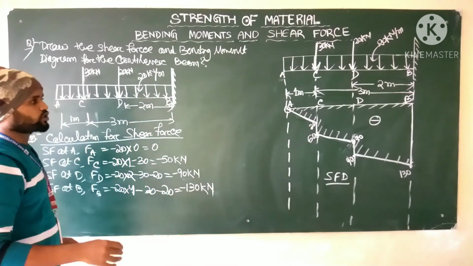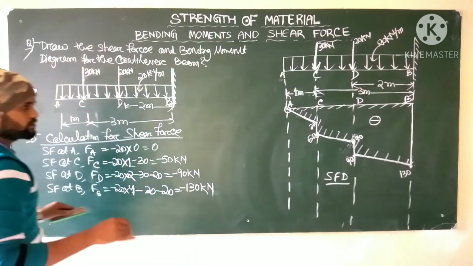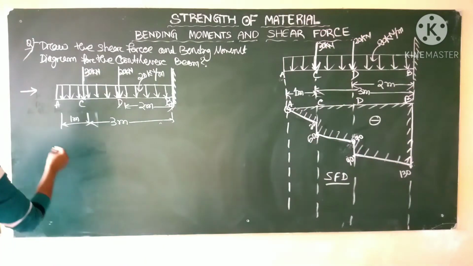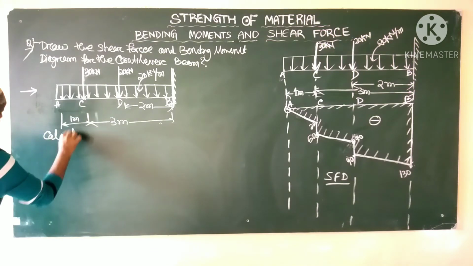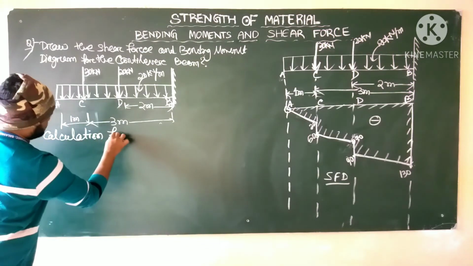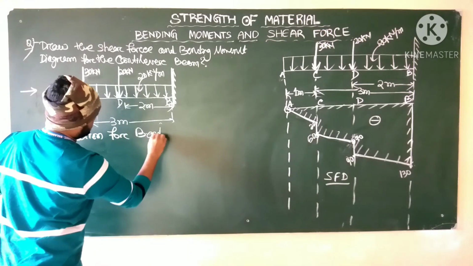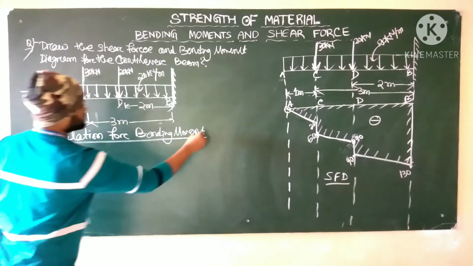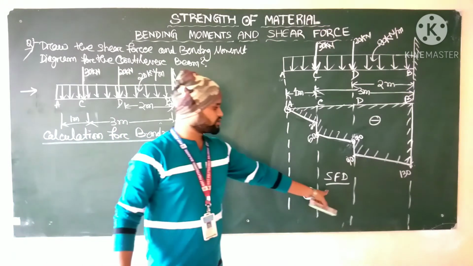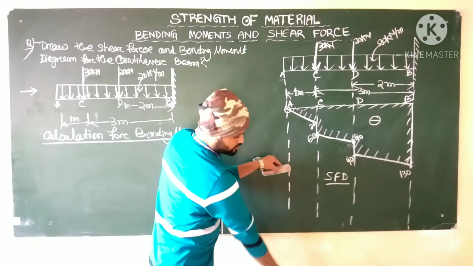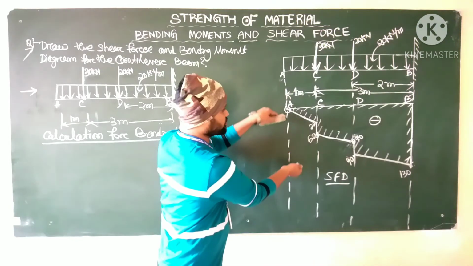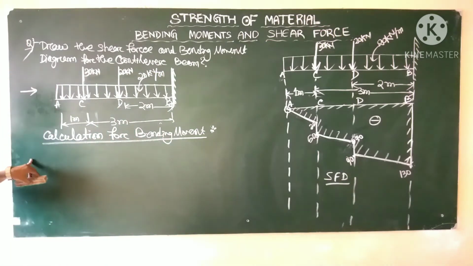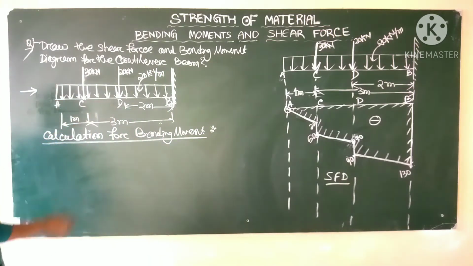Okay. So now we will solve the calculation for bending moment. Then we will draw the bending moment diagram. After drawing the shear force diagram, leave some space for the bending moment diagram. Next, we will do the calculation for bending moment. So from the free end, we will start calculating.